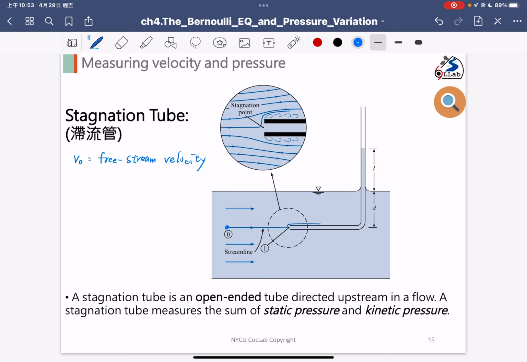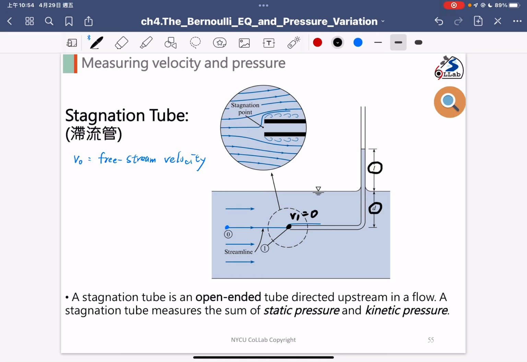So this is the free stream velocity. Okay? And the V1, I highlight the V1. So we have the V1 in here, right? And I always tell you, at location point one, the velocity is always equal to zero because the point in here is the stagnation point. Okay, so for this idea, if we can observe the deflection, you can see there is some deflection height L, and then we have the water depth D.